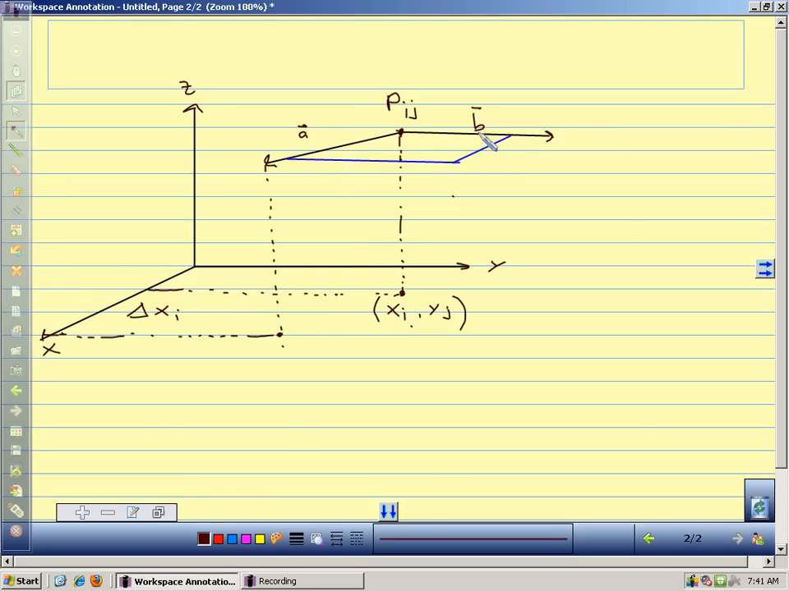If I project this point down and I go to the y-axis, this distance is delta y sub j.